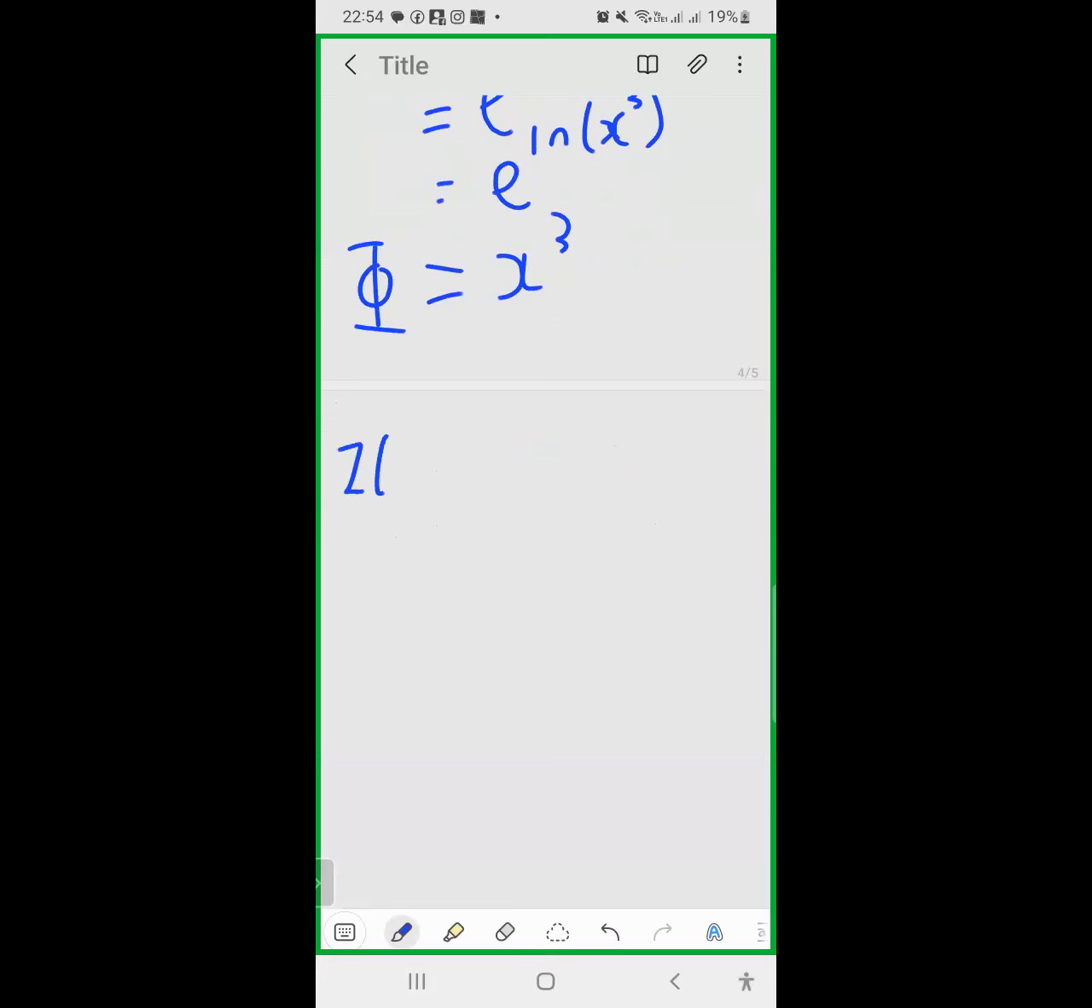So z of x will be given by 1 over the integrating factor, and then into the integral of the integrating factor multiplied by f of x dx, and then plus c.